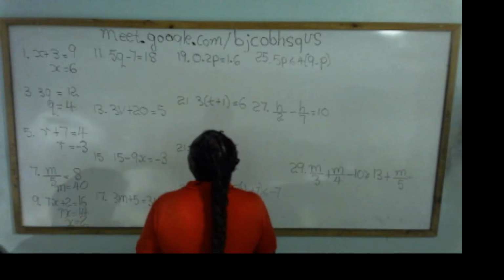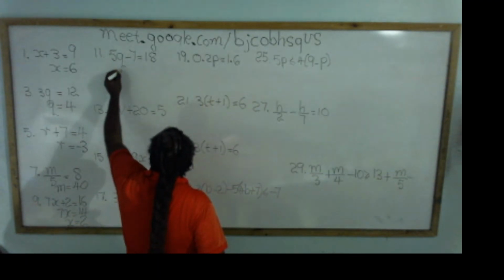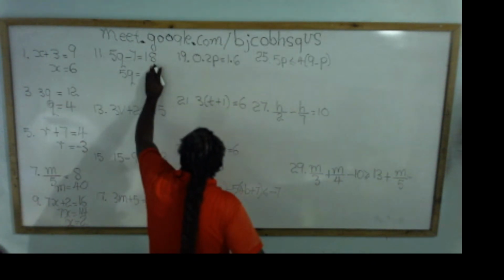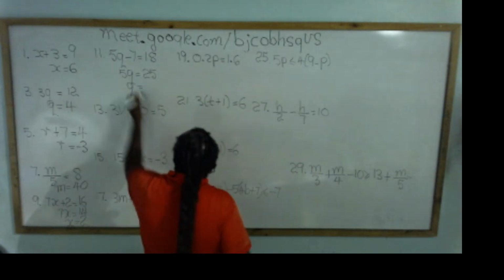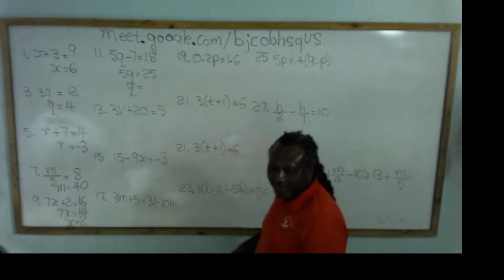When we add 7 to the left-hand side, the negative 7 will be eliminated, so we'll just have 5q there. And of course, we're going to add 7 on this side also, so we'll have 25. And finally, we will eliminate the 5 that is accompanying q right there. And what do we say?